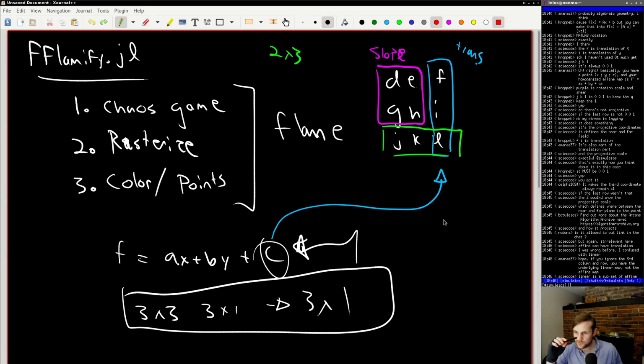If you ignore the third column and row, you have the underlying linear map, not the affine map. But again, it's relevant here. I was wrong before, I was confused with linear. Linear is a subset of affine. Right, yeah, I understand that.